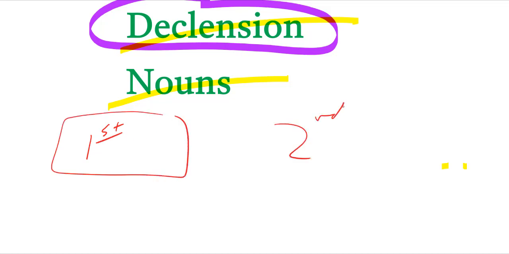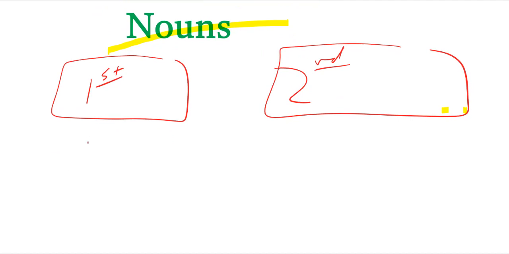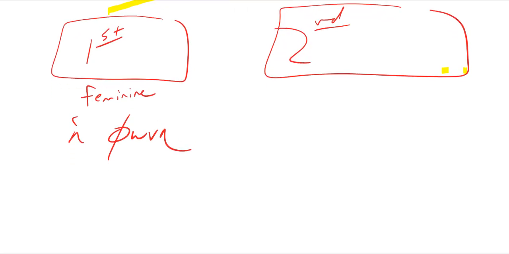So far we've had first declension nouns, pattern 1 nouns, and we've had second declension nouns. So let's review what we know about those. Well, first declension nouns are primarily feminine, right? Primarily feminine. So we think about the word phone, for example. That's our paradigm word. And we also have the paradigm word cardia.